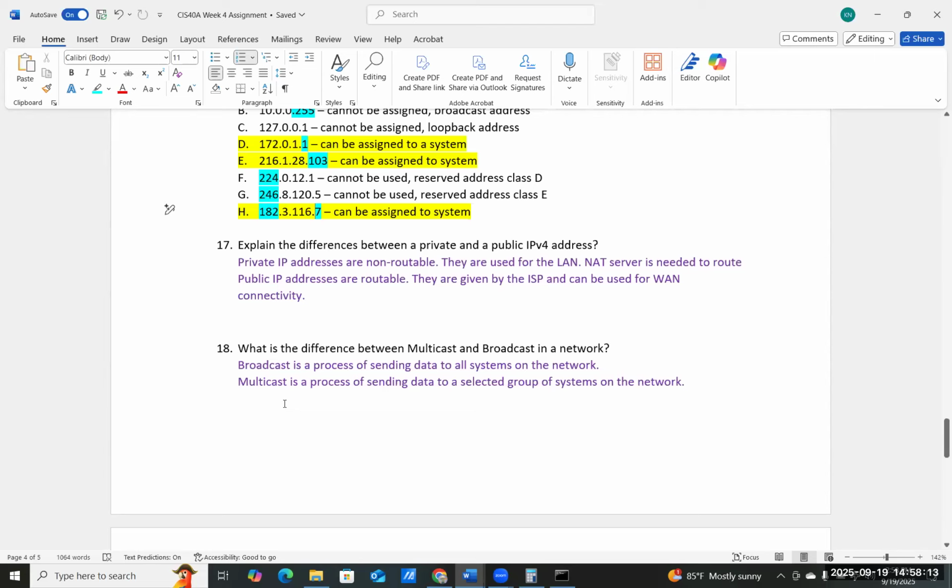So now we know the difference. Make sure we know the difference between broadcast and multicast.